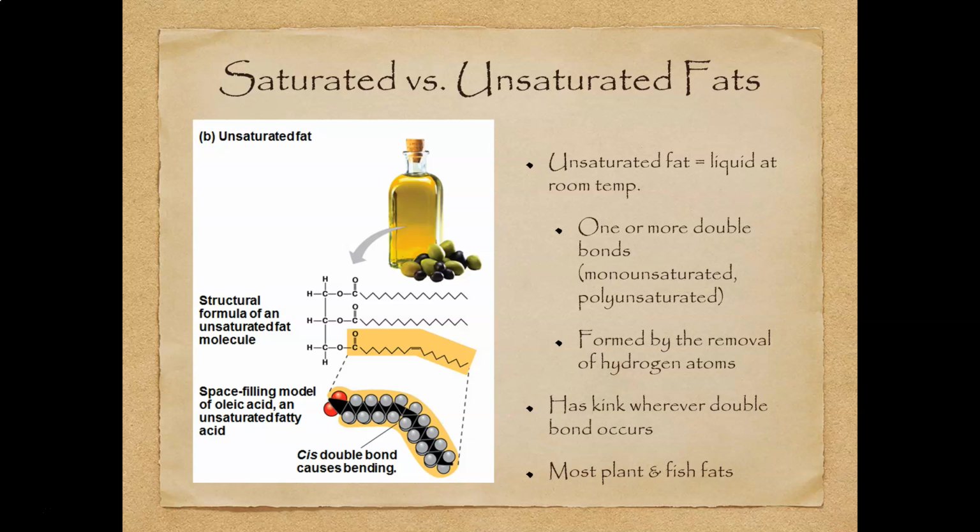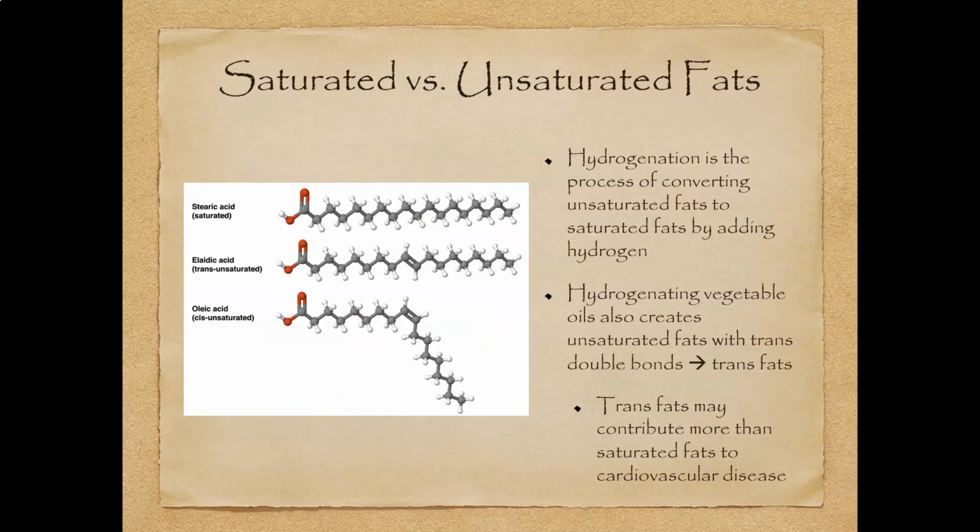And depending on how many double bonds you have, we can talk about them being monounsaturated, mono being a single double bond, or polyunsaturated, where you've got multiple double bonds going on. We can force it to go the other way.